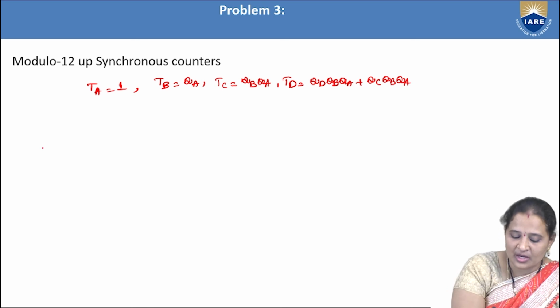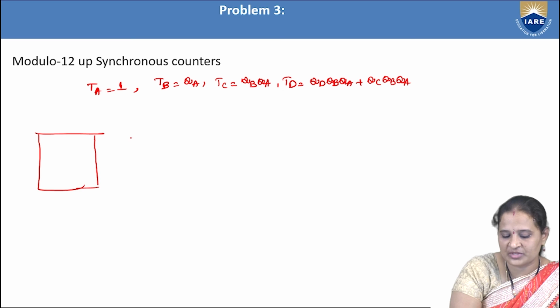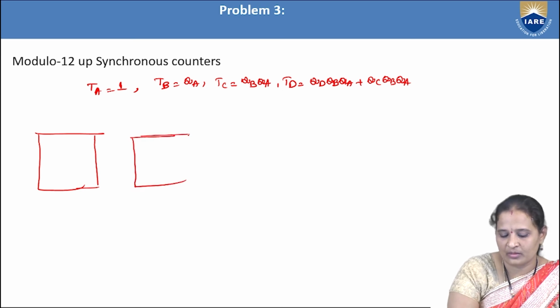You just verify. Now I'm drawing the logic circuit based on the equations. As we require 4 flip-flops, I'm taking the 4 flip-flops here.